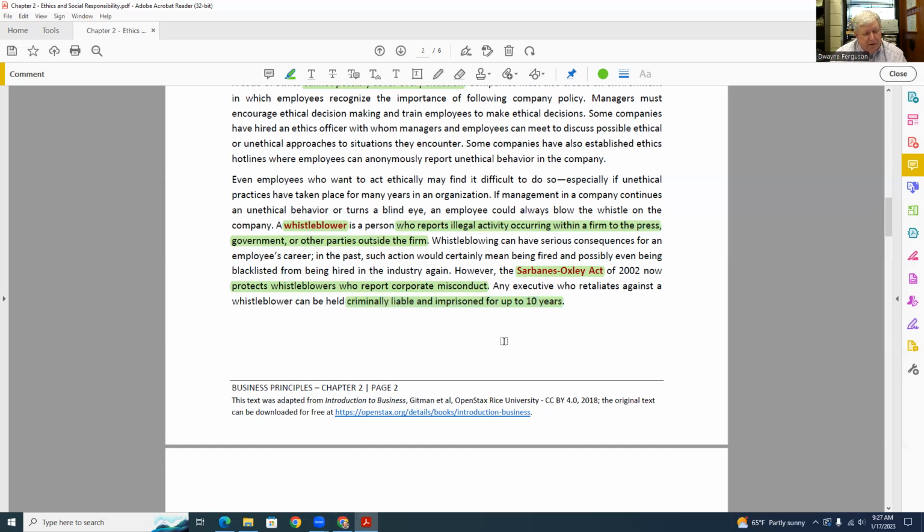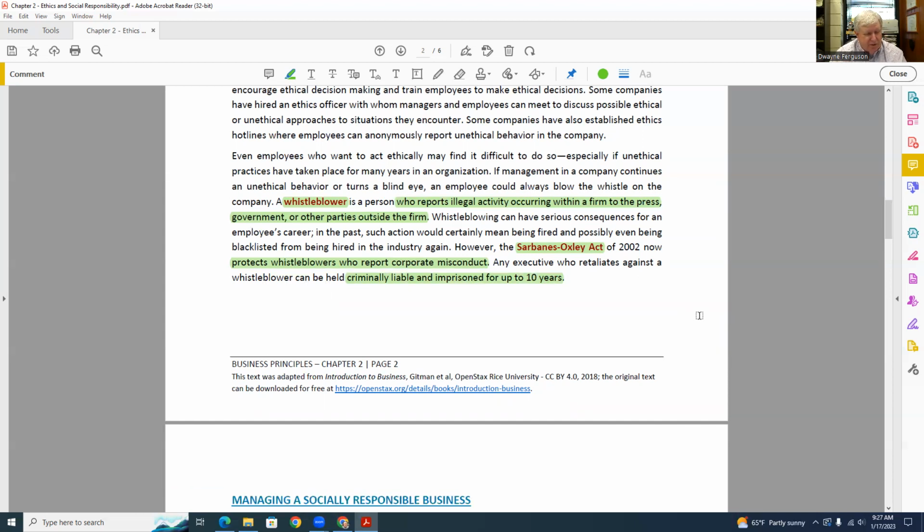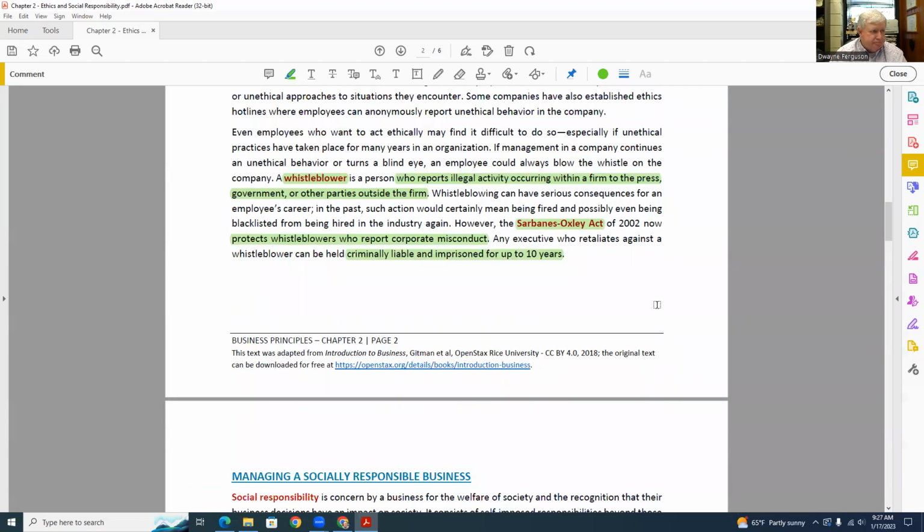So again, this only applies to companies that have publicly traded stock. So it doesn't cover all your little mom and pops that you might work for, but there are some protections for whistleblowers out there. So let's see, what else did I put in here?